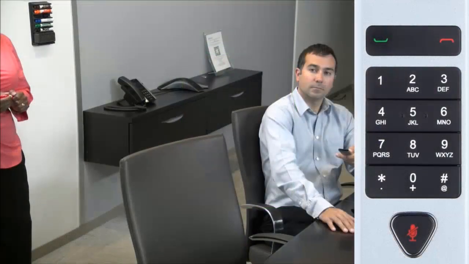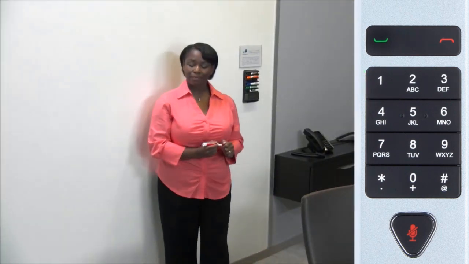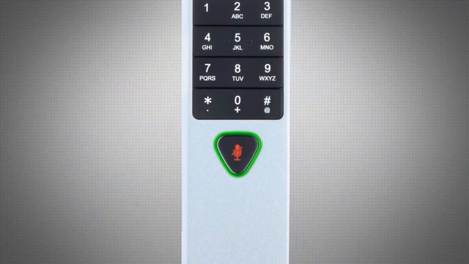During a call, the preset feature is useful to quickly move the camera to focus on a specific area of the room. In this example, preset number 1 is pointing to the whiteboard. The mute button, located at the bottom of the remote control, will mute your microphone.